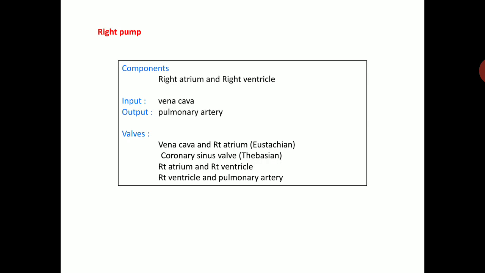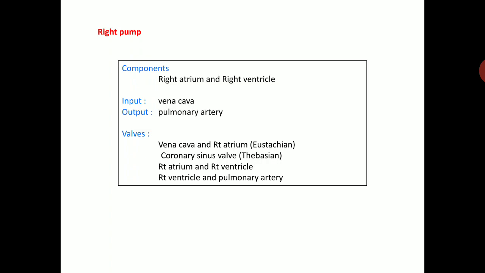Now coming to the right side of the pump and features or peculiarity of the right side of the pump. The right side of the pump has two components, right atrium and right ventricle. Input is by superior and inferior vena cava, and output is through the pulmonary artery, and there are valves present in the right side of the heart, which are between inferior vena cava and right atrium. There is a valve called Eustachian valve, and coronary sinus valve.